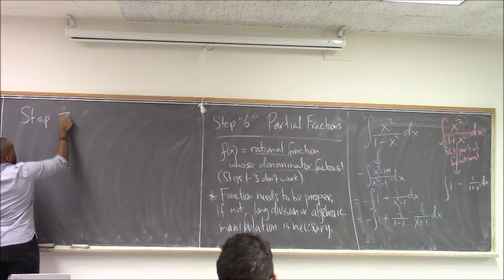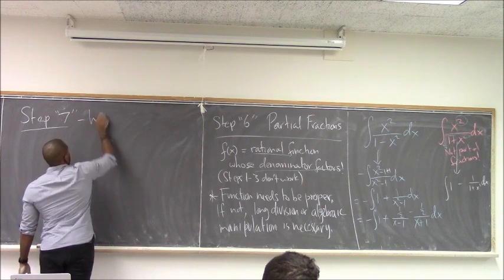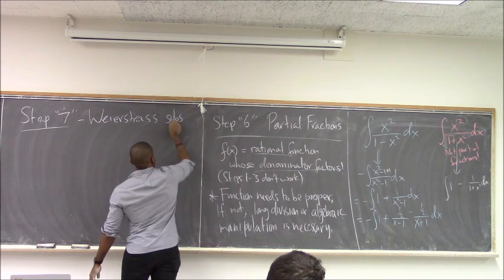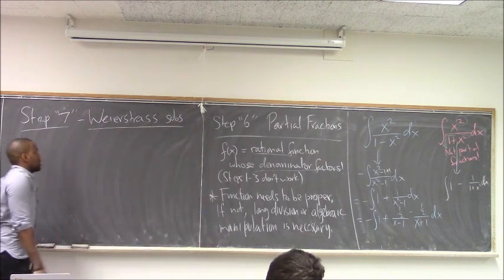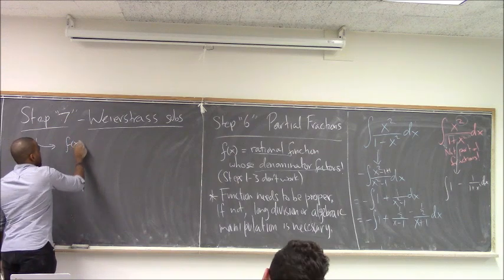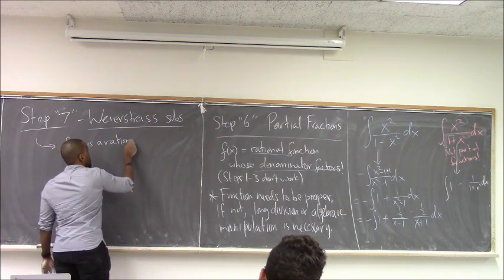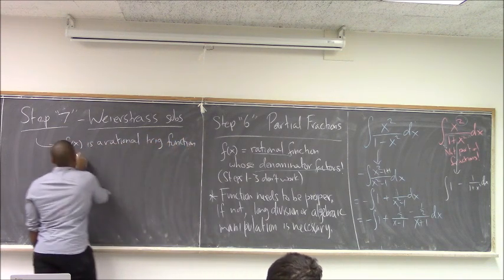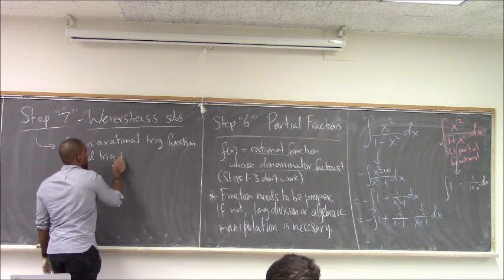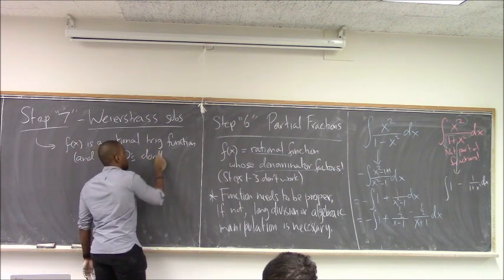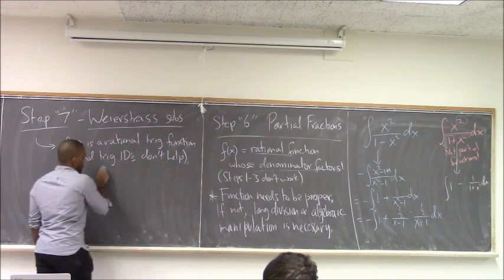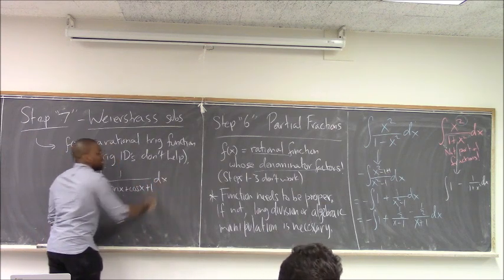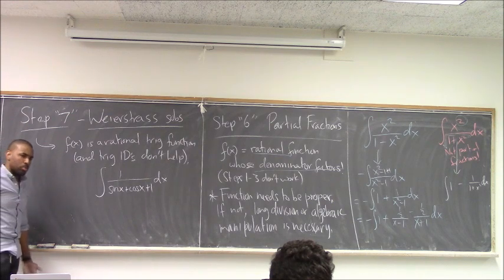Step 7. So this is the Weierstrass substitution. We did a lot of examples in this class, so I'm not really going to talk about how to do it anymore, but just notice this is when your f of x is a rational trig function, and trig identities don't help. Right, so we did an example today, say sin x plus cosine x plus 1. It's hard to get a trig identity to help you out here.